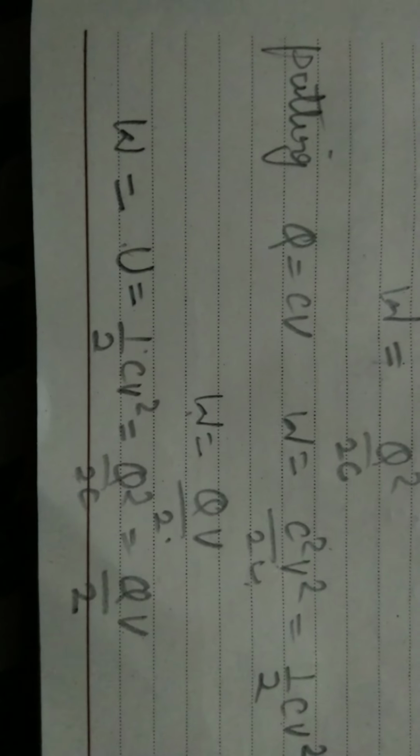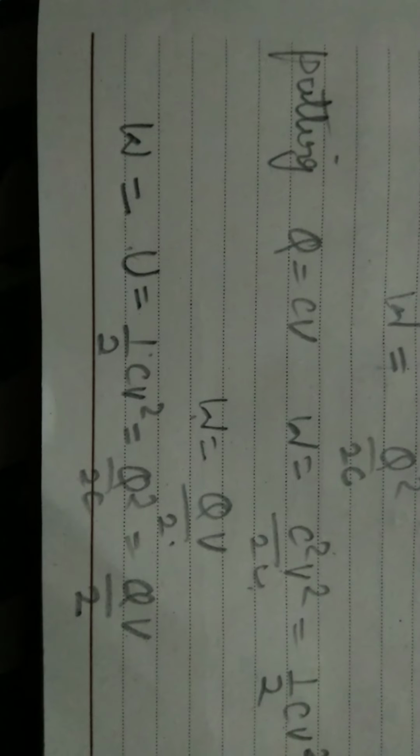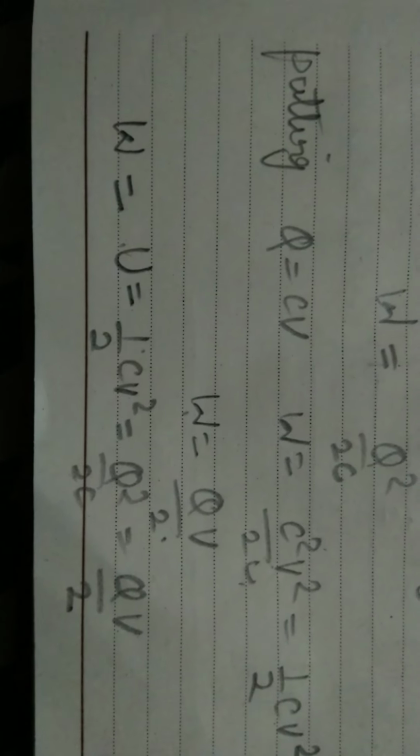Now the work that is being done will get stored as potential energy in the capacitor. So we will write that this work is equal to U. U is the symbol for potential energy. So we will say that the potential energy U is half CV square or Q square upon 2C or QV by 2. So this is the expression for the potential energy of a capacitor. This energy is the electrostatic potential energy.